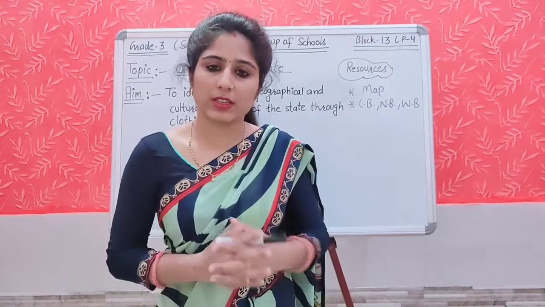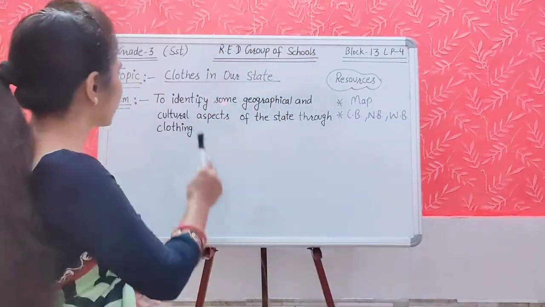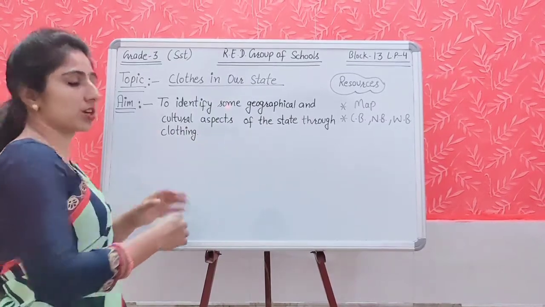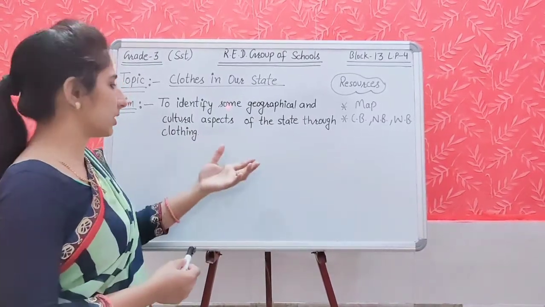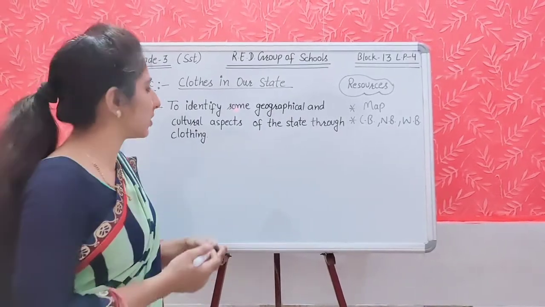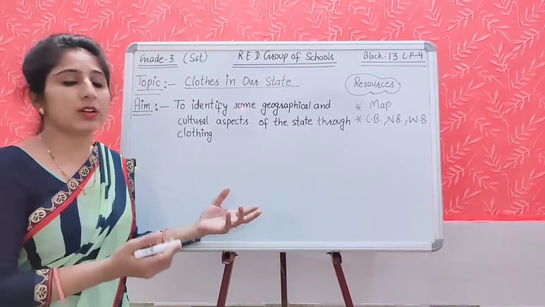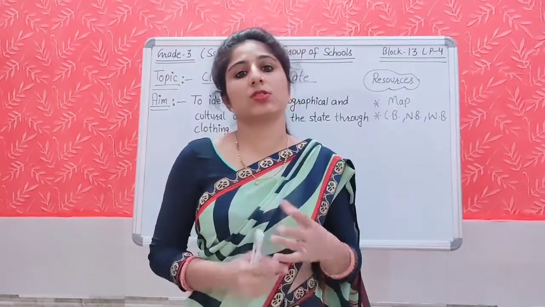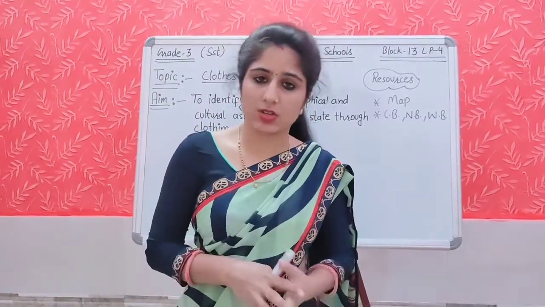So students, what is our today's aim? To identify the geographical and cultural aspects of a state through clothing. Means what will we do? We will try to identify the geographical and cultural aspects of a state through clothing, through dresses, and find out which kind of geographical feature and cultural aspect it shows.